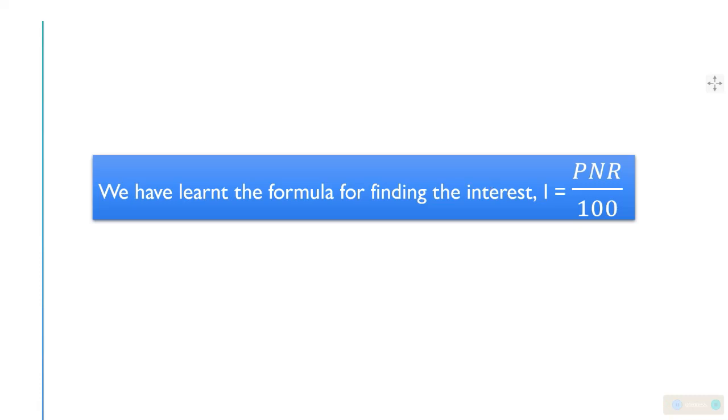The formula to calculate the simple interest is PNR upon 100, where P is the principal, N is the number of years, and R is the rate of interest, and I stands for simple interest. What is the concept of simple interest? If you deposit money in a bank in the form of a savings account, you will be having a savings bank account. When you deposit money, that money will be used by the bank for various purposes, especially for giving loans to others, and from whatever the bank earns out of it, a small amount is given to you, which we call simple interest.